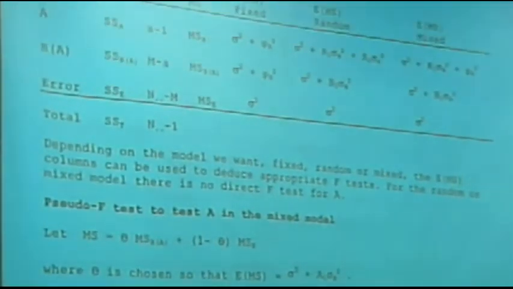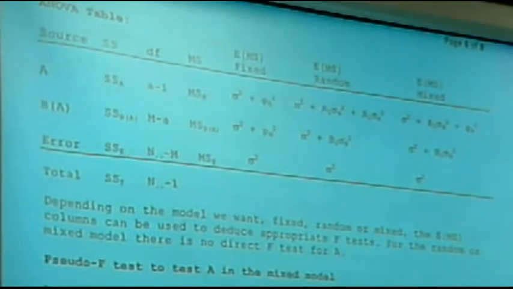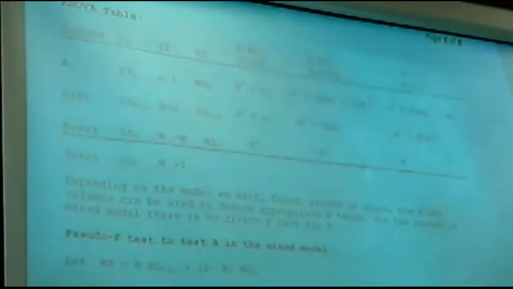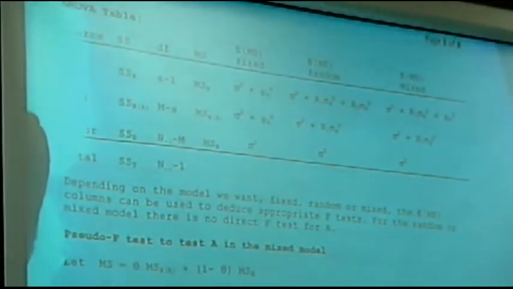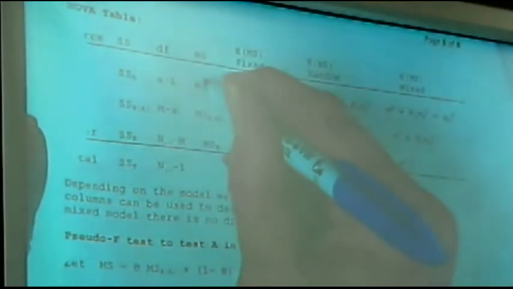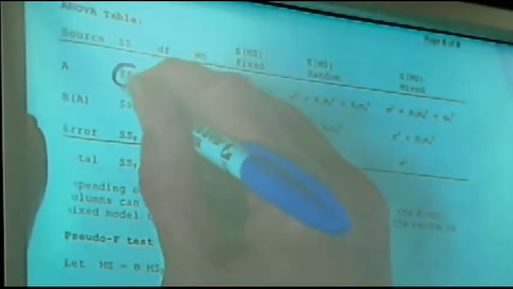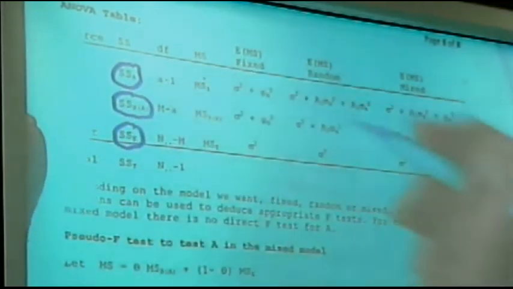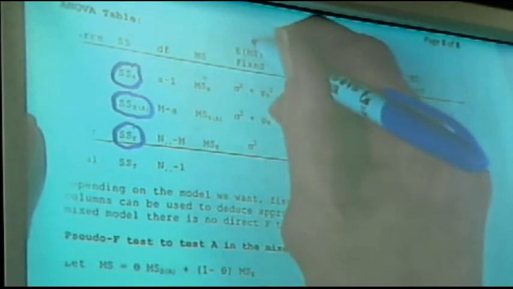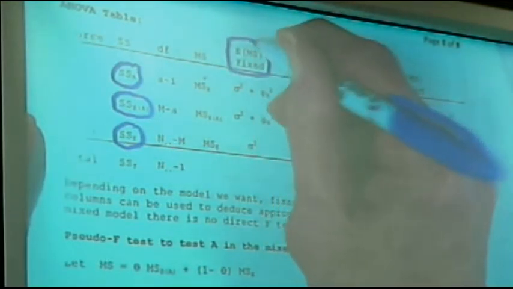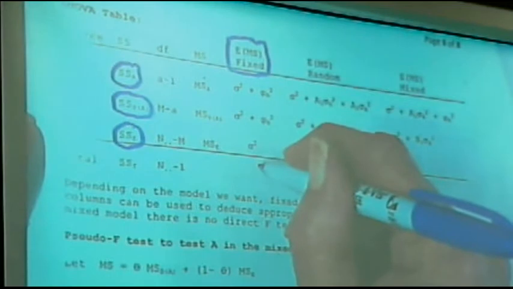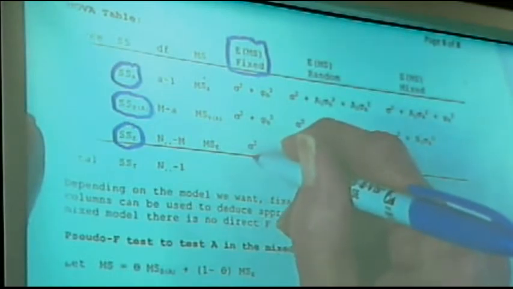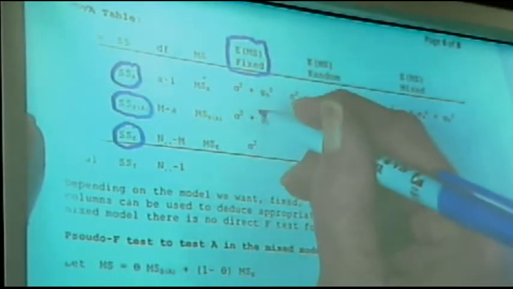When we ask ourselves, how are we going to do F testing when we have unbalanced nested data? This is the table that's going to tell you what to do. So it's going to say you have these usual sums of squares. Calculate them by the usual formulas. You have, for the fixed model, these expected mean squares, and you can see the error mean square is going to be the natural denominator for both of the other tests.